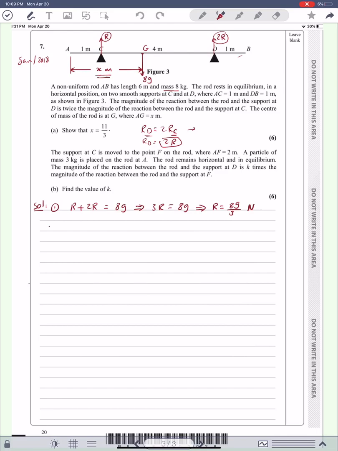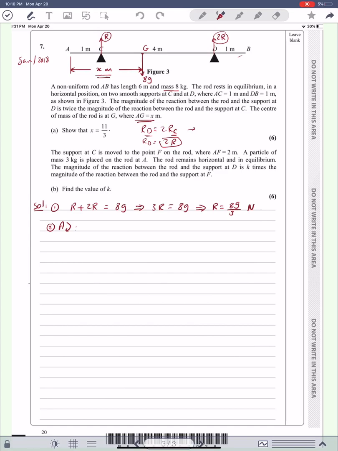Second equation, dear students, with the moments. When he says this in the question, that AG is X, he guides us, he helps in these questions, which is good, on where you take the moment about. We are free, we can take it anywhere, but since he said AG is X, you will take the moments at A.